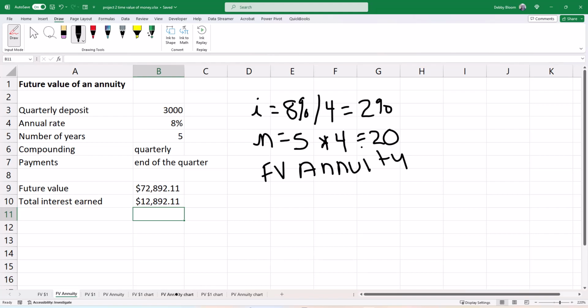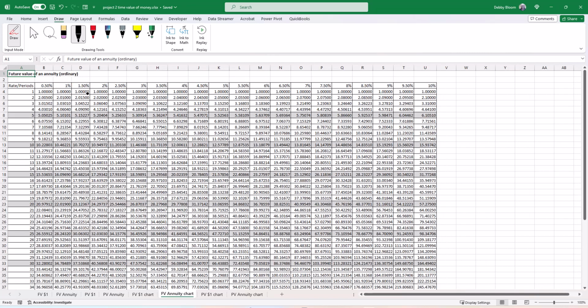So I'm going to go to my future value of an annuity chart, 2% column, 20 period row. My factor is 24.29737.